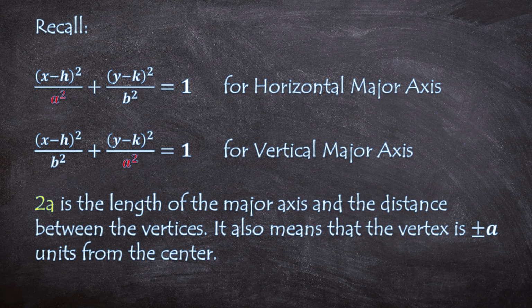Next, we have 2a is the length of the major axis and the distance between the vertices. It also means that the vertex is plus or minus a units from the center. So we have to add a units from the center to locate our vertices.